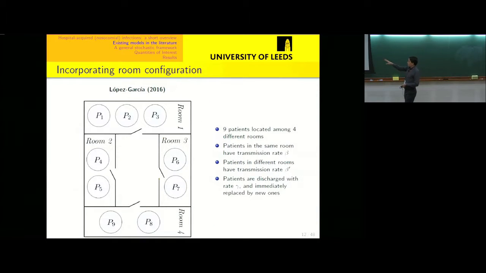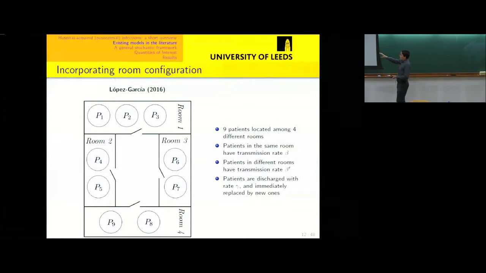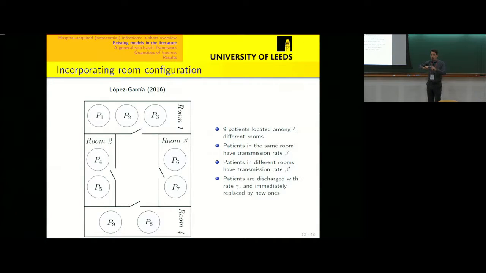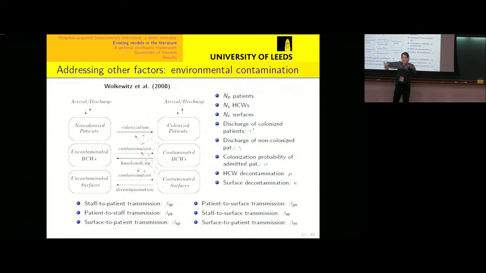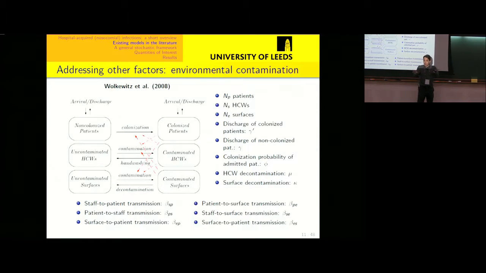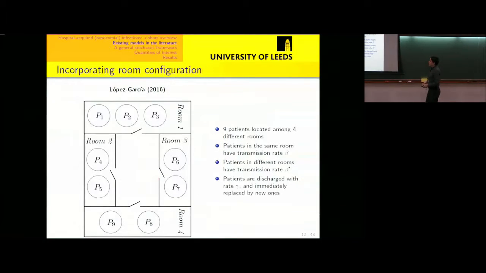Some other people have been trying to incorporate spatial components. That was myself some years ago. So I wanted to show how you could try to incorporate, for example, the spatial characteristic of your hospital ward. So for example, you could imagine that patients in the same room have a different infection rate than patients in different rooms. And if you want to do that, then what you need to do is to take this compartment for patients and split the compartment for the different parts of your ward or the different spaces, not the different rooms. So that's an example here.